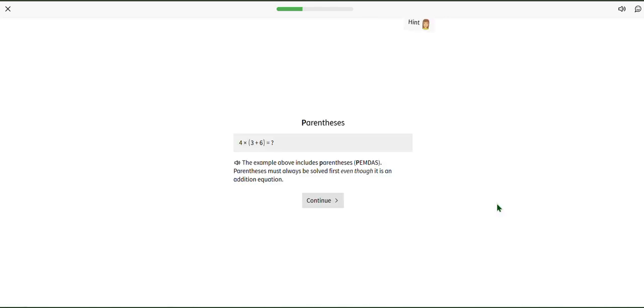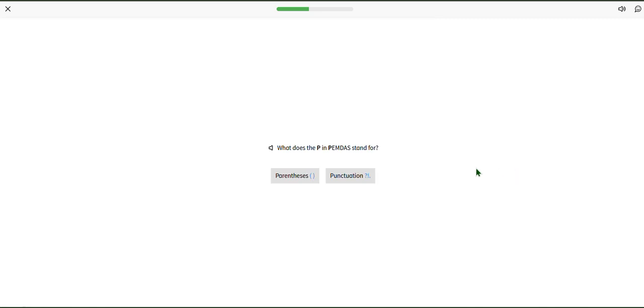The example above includes parentheses. Parentheses must always be solved first, even though it is an addition equation. So now this changes up the equation. It's telling us to solve it a different way. We're solving the addition first, because we have to isolate what's in the parentheses and solve that first. 3 plus 6 being 9, and then 9 times 4.